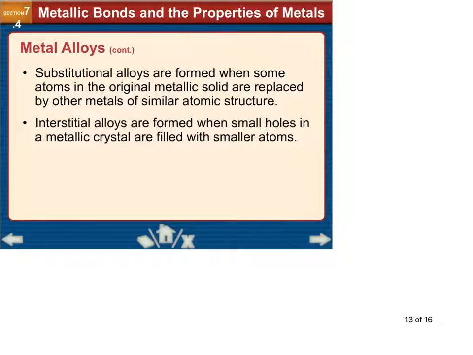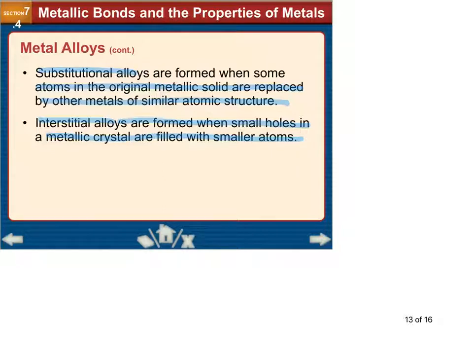We have two different kinds of alloys: substitutional alloys and interstitial alloys. In substitutional alloys, atoms of the major metal are replaced by atoms of a similar atomic structure. In interstitial alloys, small holes in a metallic crystal are filled with smaller atoms. One is more replacing, and one is filling in the holes.